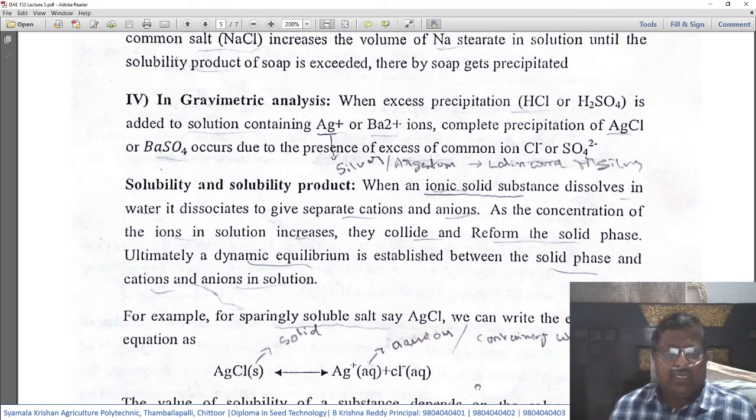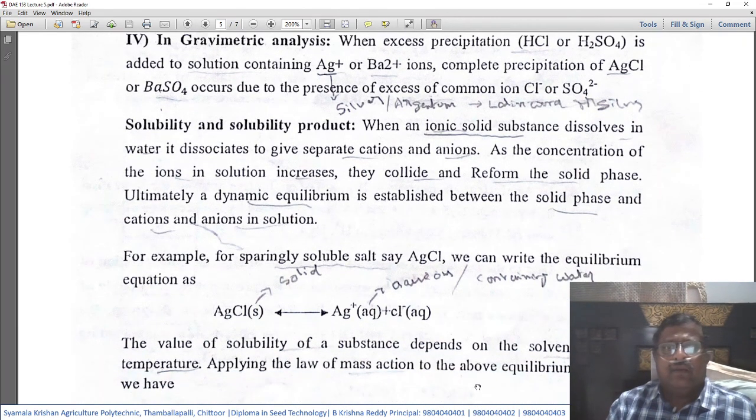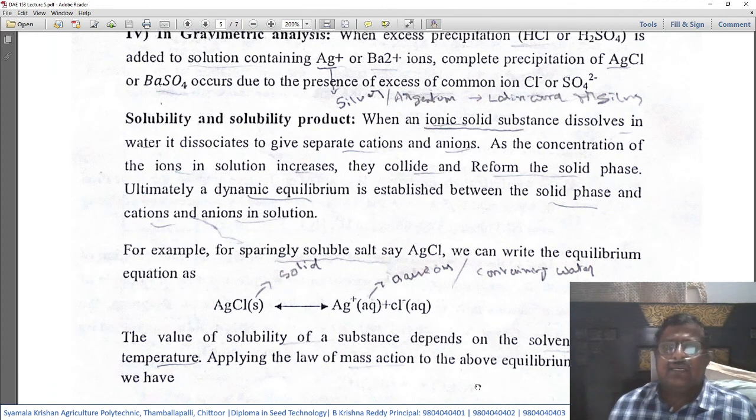Next, solubility and solubility product. What is solubility and what is solubility product? When an ionic solid substance dissolves in water, it dissociates to give separate cations and anions. This is what we have been studying up to now. So, whenever an ionic solid substance is dissolved in water, it gets dissociated, or ionized, to give separate cations and anions. This is a well-known fact.